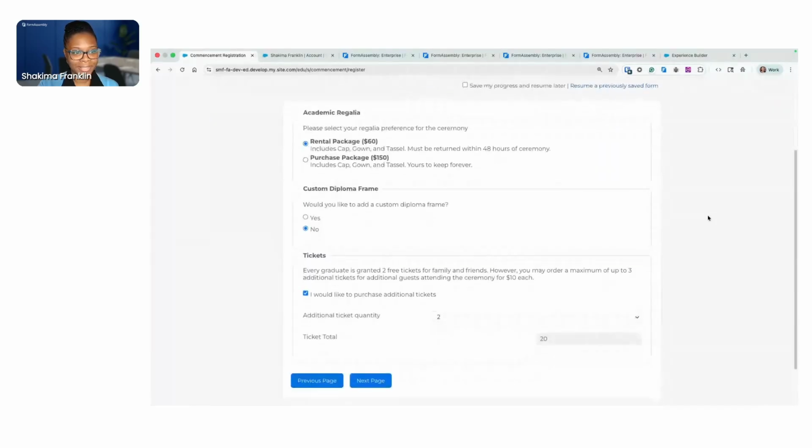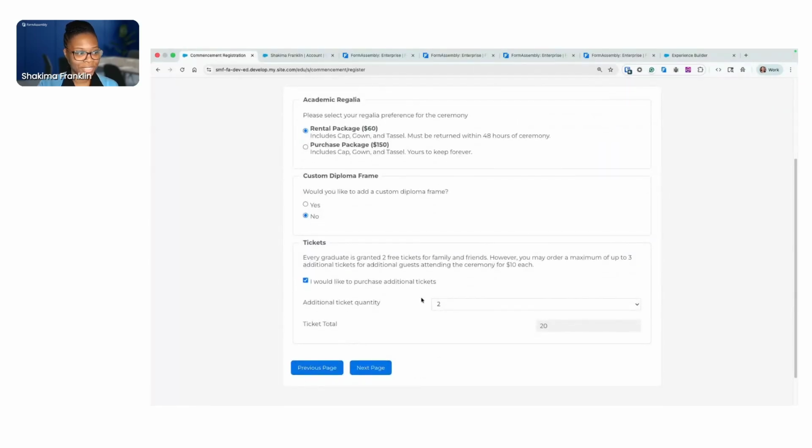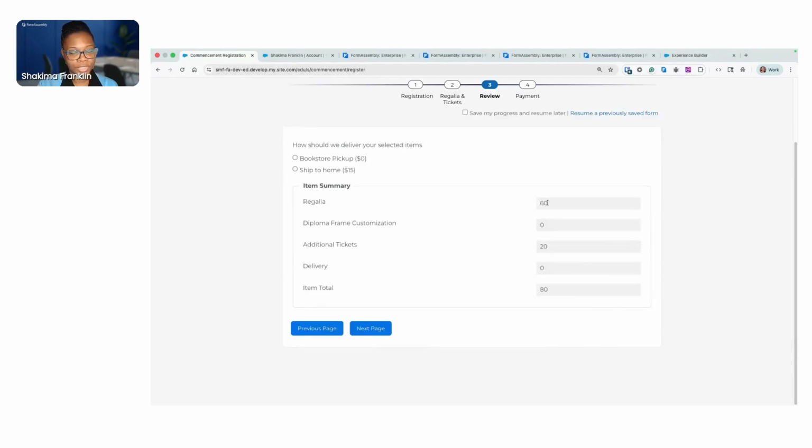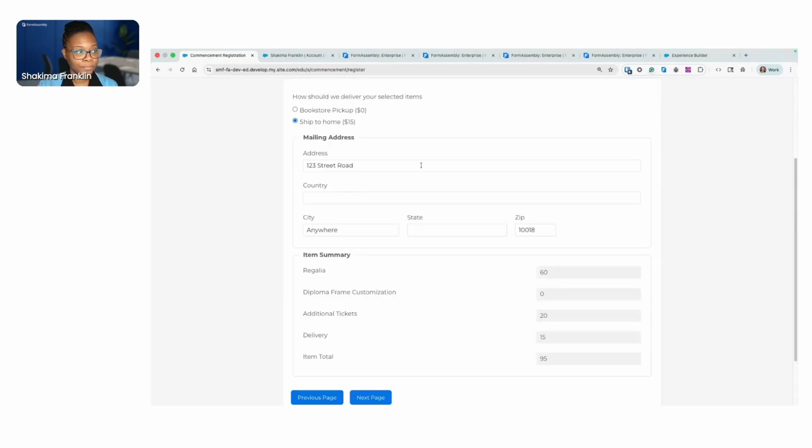Yes. So we were at the point where the student was choosing their regalia and tickets. I would just go back to see that we haven't lost any of that information. We were choosing 2 more tickets because we have a family of 4 instead of 2, and we have a total price here of $20 and our $60 for our rental package. You'll also see that reflected here in the summary. We could choose a bookstore pickup to save some more money, or we can have it shipped to home. And you'll also notice that we already have an address here. This is pre-filled from the student's information.